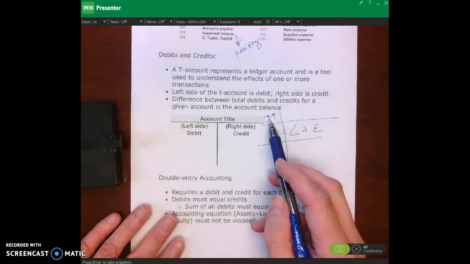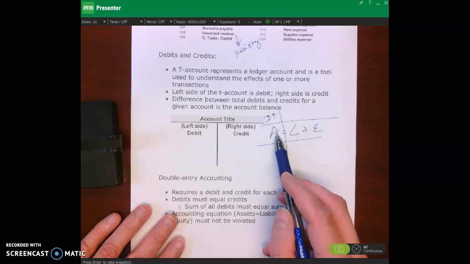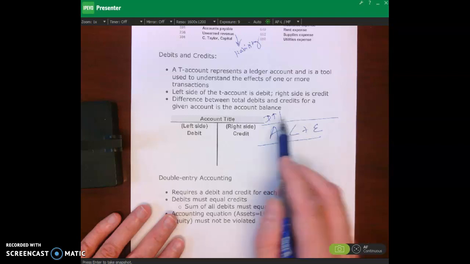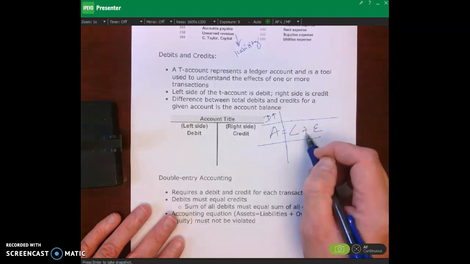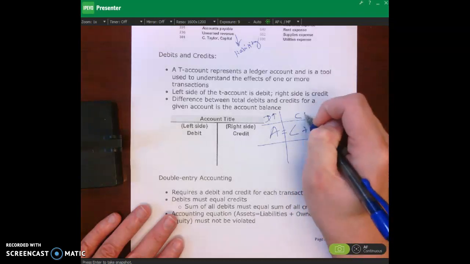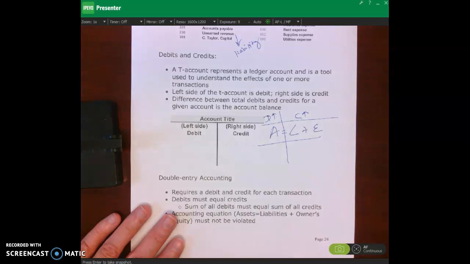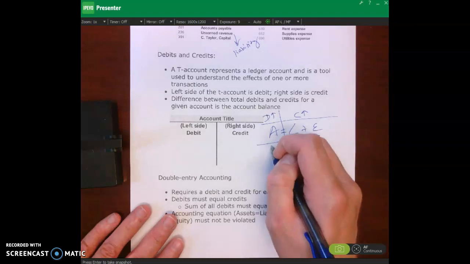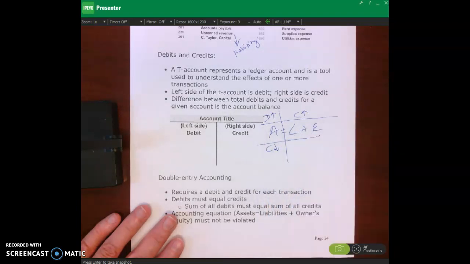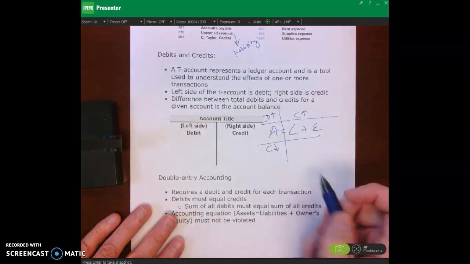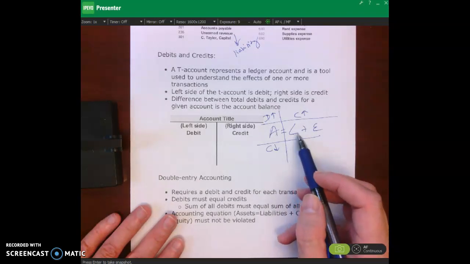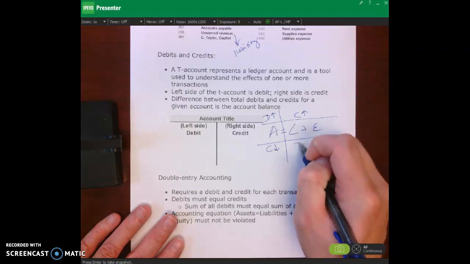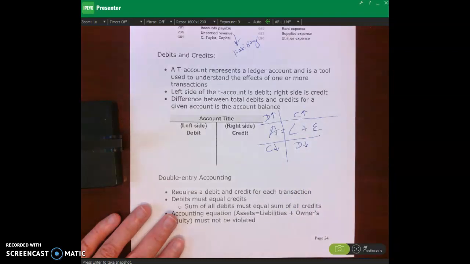So what this is telling you with D, the way to increase an asset is with the debit. The way to increase a liability or equity account, and I'll put a C with an arrow going up, is with a credit. The way to decrease an asset is with a credit. So I'll put a C here below the A with an arrow going down. And then the way to decrease a liability or equity account is with a debit, and I'll put a D with an arrow going down.